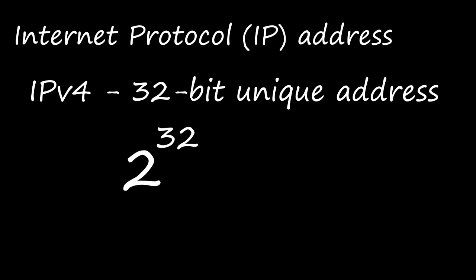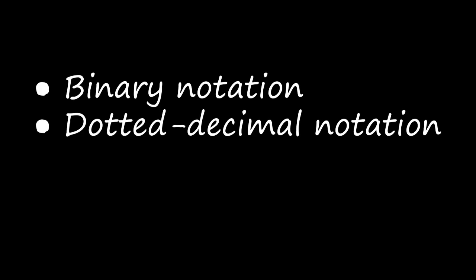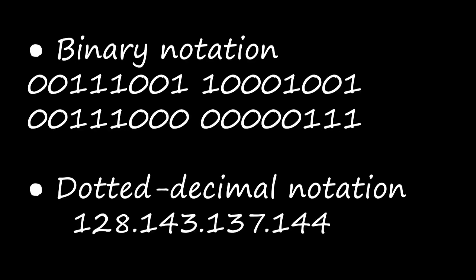Here we have two ways to represent the IP address. First one is binary notation. Second one is dotted decimal notation. Binary, we all know, means it will have only ones and zeros. So in binary notation the address can be expressed as a 32-bit binary value. That means 32 digits will be there in this binary value.